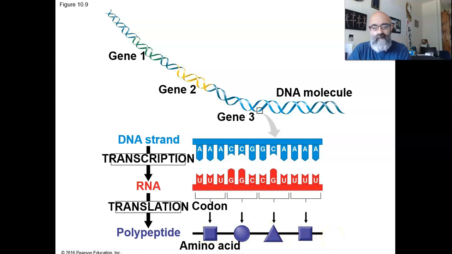Okay, so proteins are what we call polymers. They're a large molecule and their subunits are called amino acids. Okay, and the sequence of amino acids in that protein determines what type of protein it is. Okay, and the sequence of amino acids in that protein is determined by the information in the RNA and then ultimately from the information in the DNA.